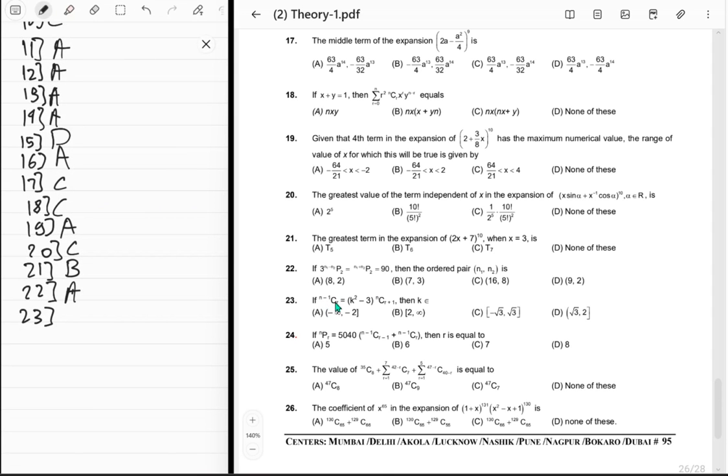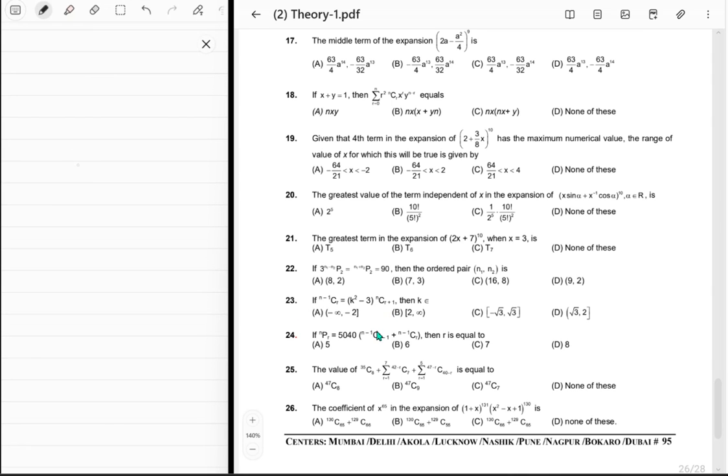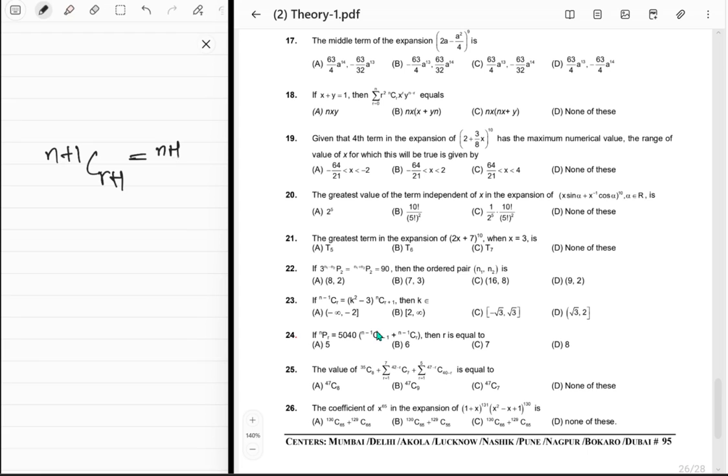If n minus 1 Cr is equal to k squared minus 3 times n C r plus 1, then k belongs to which range? Okay, so you can use the fact that we did this already. It's just n C r plus 1 is equal to n plus 1 upon r plus 1, and that times n C r, right?